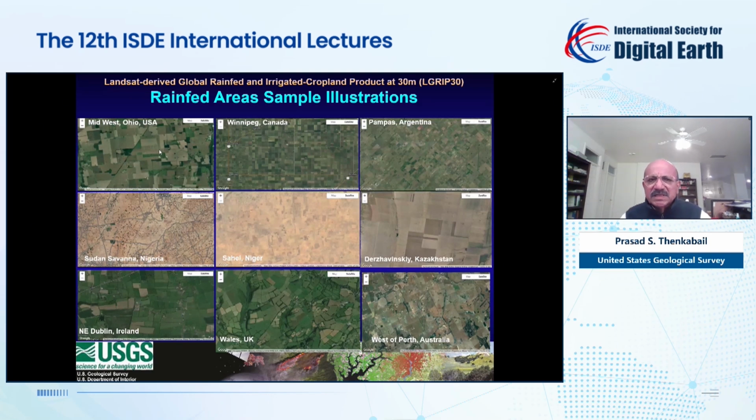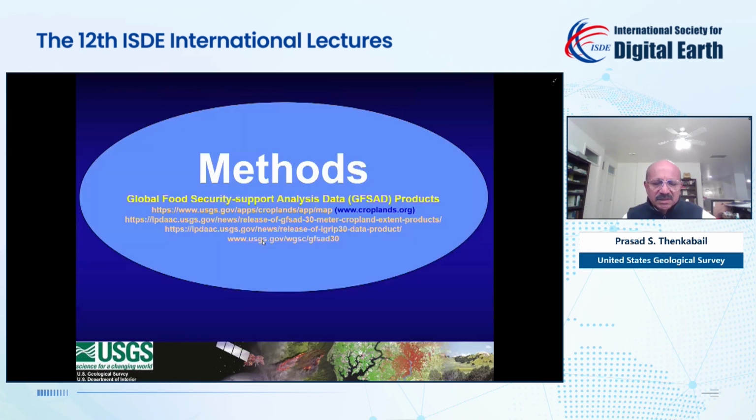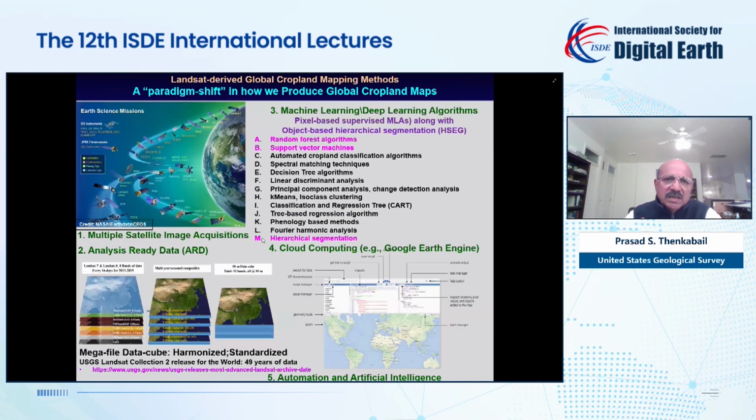Its weather is something like that. You can grow one crop a year, because of where it is in the latitude. And if it is in African savannas, rain-fed croplands look like this. So you need to have some kind of an expertise in generating this type of information. Once you have that, what I call a paradigm shift in how to produce a global cropland map.